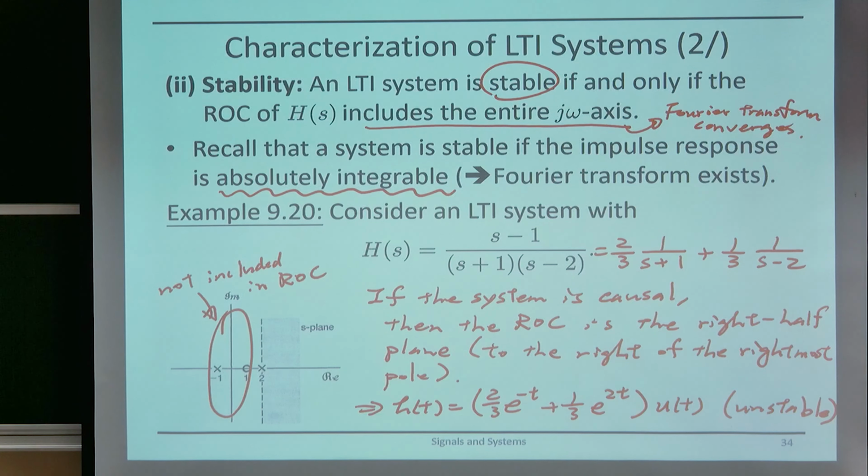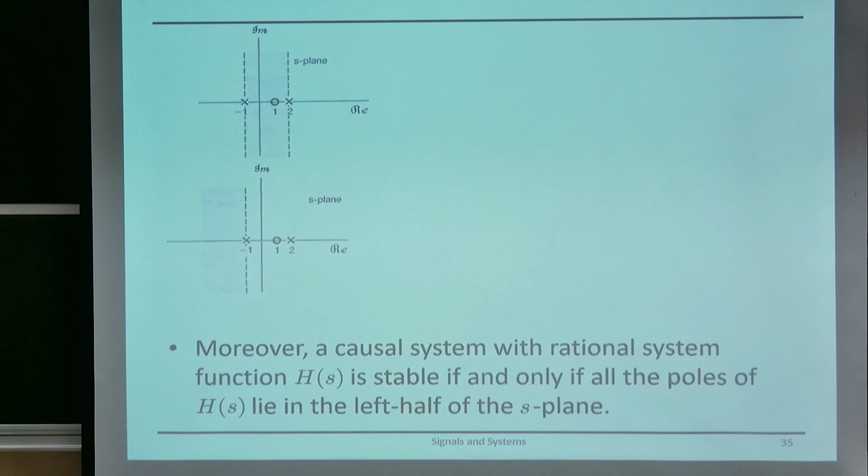Now we can look at other possibilities. Here we inferred that the impulse response is this by the fact that the system is causal. Now suppose that instead of knowing that the system is causal, you know that the system is stable. If the system is stable, then you know that the region of convergence must include the j omega axis. Then the only possibility is when the ROC is this strip in between.